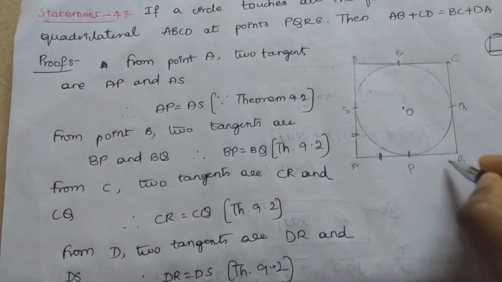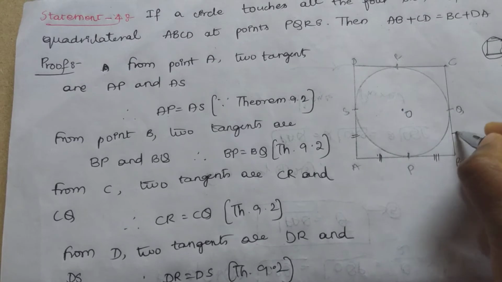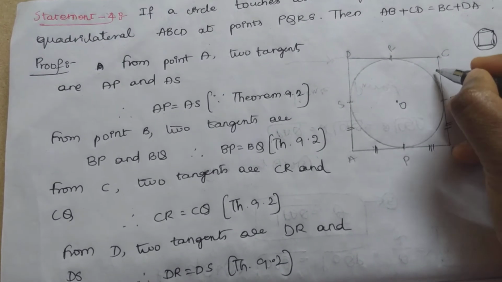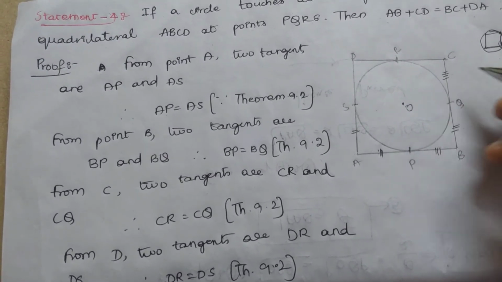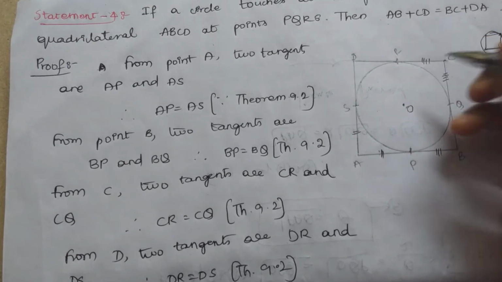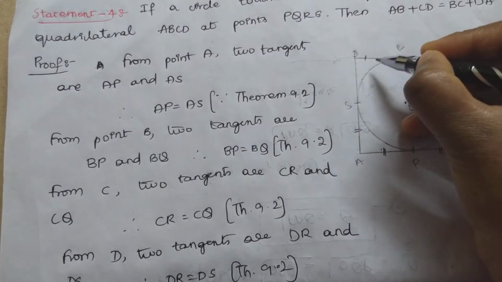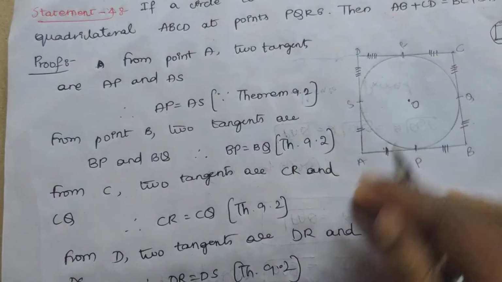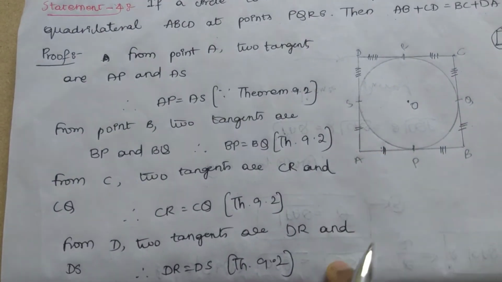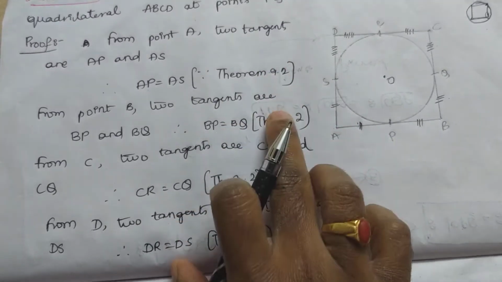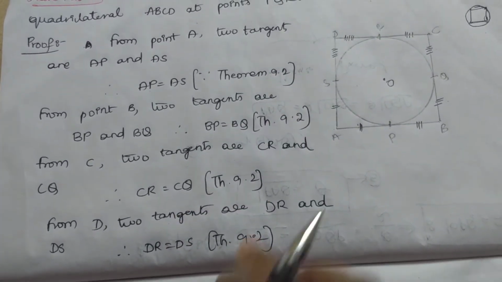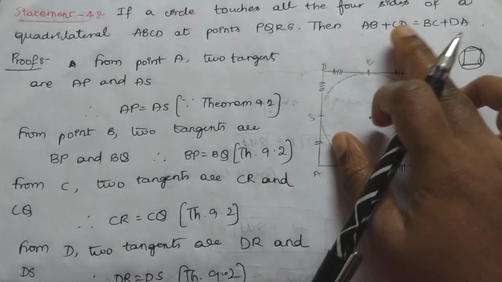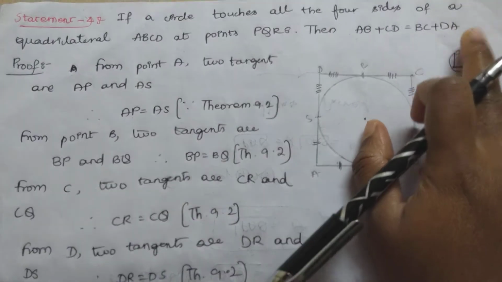In the same way, BP equals BQ when you consider B as an external point. In the same way, CQ equals CR. In the same way, DR equals DS. Clear? So all are based on theorem 9.2. So what did they ask us to prove? AB plus CD equals BC plus DA.